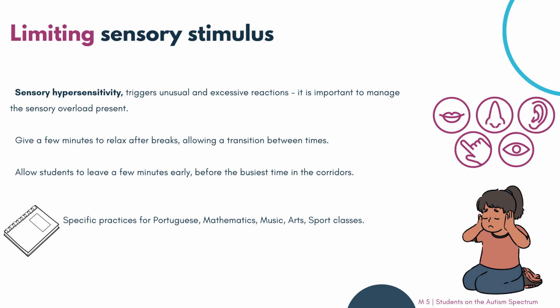According to some studies, classrooms can be hectic spaces where the permanence of sensory stimuli can be quite disturbing for these children. Here, the teacher has an important role, not only in identifying the stimulus, but also in managing the sensory overload present, not only in the classroom, but also in the playground. Therefore, it is fundamental that the teacher gives, for example, some minutes to relax after the break, among other important behaviors for the well-being of these students. Allowing students to leave 5 minutes early to avoid confusion in the corridors is also good practice.